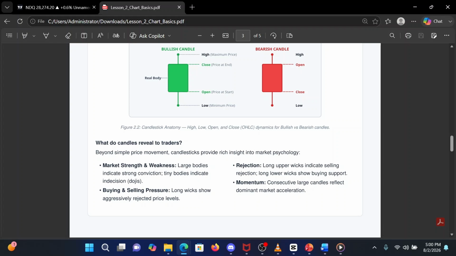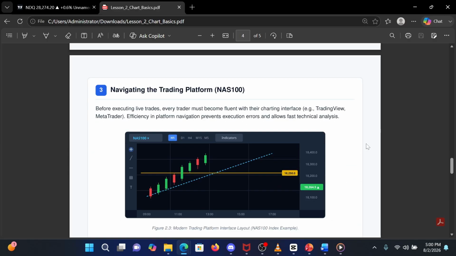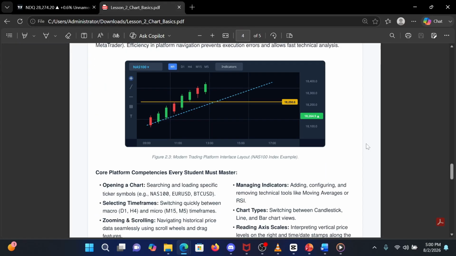Momentum: consecutive large candles reflect dominant market acceleration. If you see candles like this, 1, 2 long bullish candles, they show that buyers are strong in the market. And if you see 1, 2, or 3 bearish candles, they show that sellers are greatly in the market. So we shall look into this. This is an example of a trading platform, which I'll look at later on.